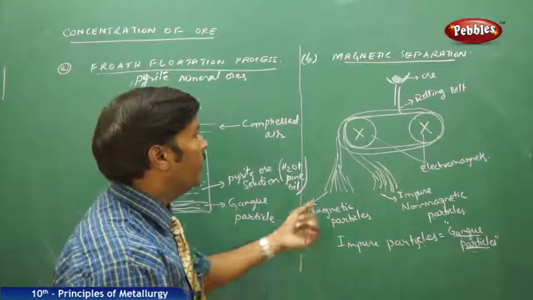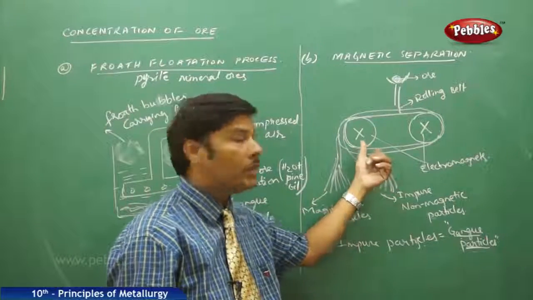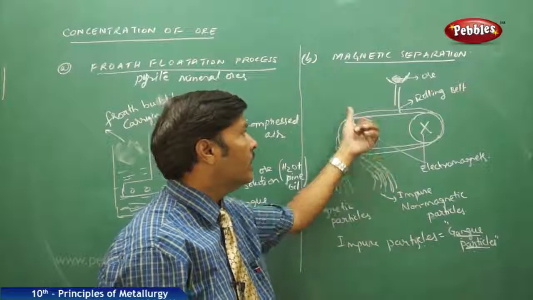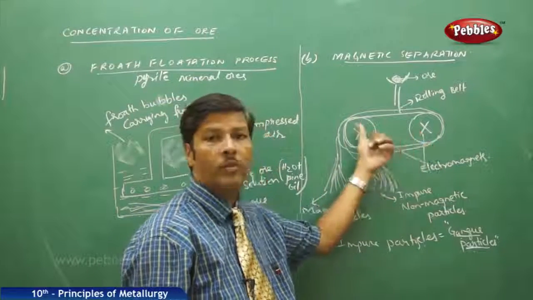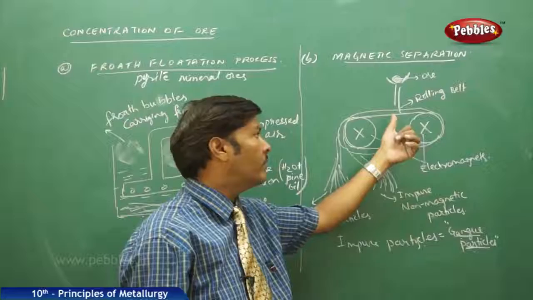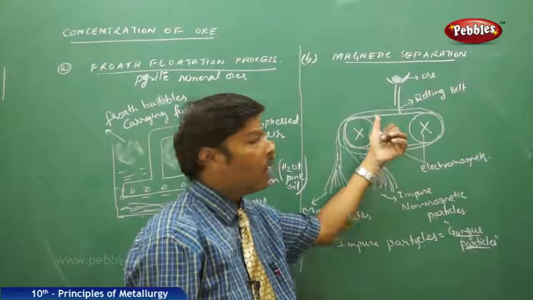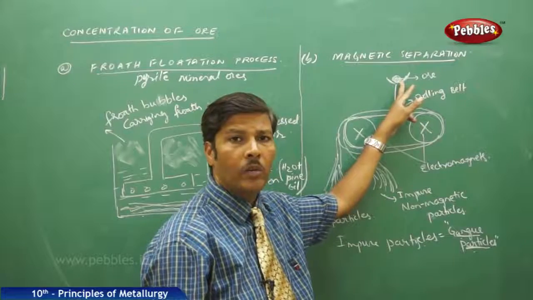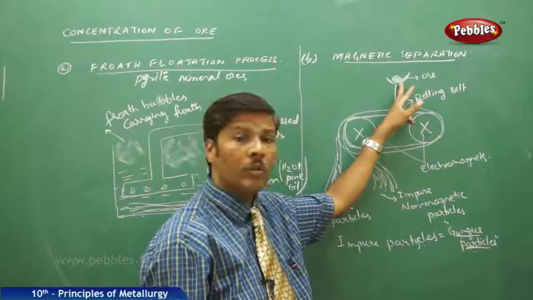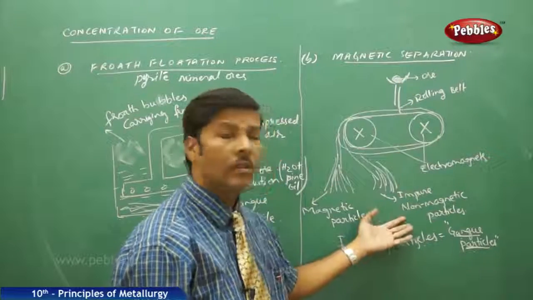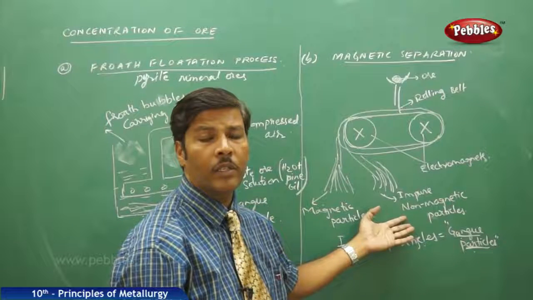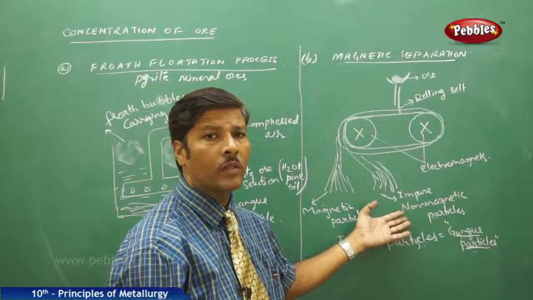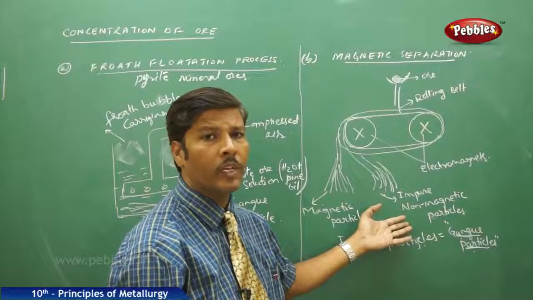If you go for magnetic separation, in magnetic separation we take two electromagnets fitted with a rolling belt, and we take a small funnel. In that funnel we take the crushed iron ore, the crushed mineral ore. Usually we take oxides of iron, because the oxides of iron contain non-magnetic impurity.